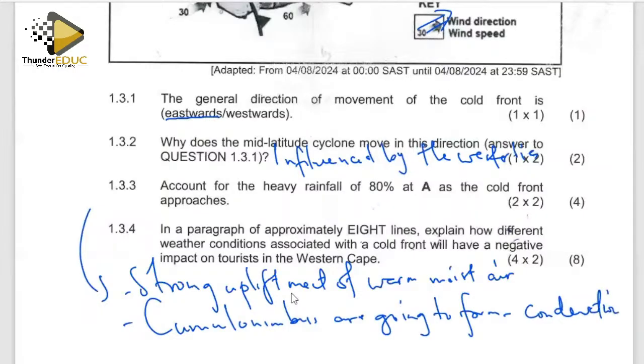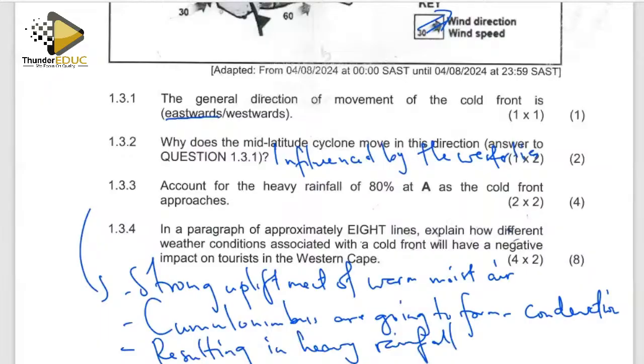We know well that if warm and moist air is uplifted, it will reach a dew point and condensation is going to take place. And in this instance, because of the steep gradient of the cold front, it is going to cause clouds of large vertical extent, which come in the form of cumulonimbus. They are going to form in that area, on the eastern side of our cold front, and hence result in heavy rainfall. We know well that cumulonimbus clouds are associated with heavy rainfall. So that is the account for the 80% rainfall at A.